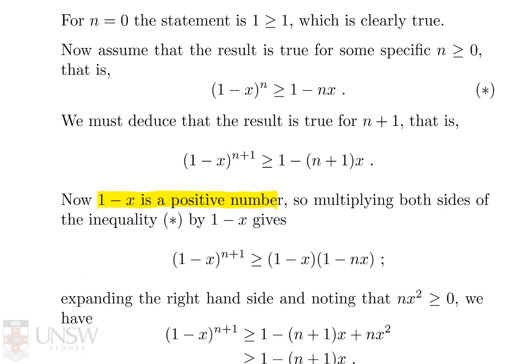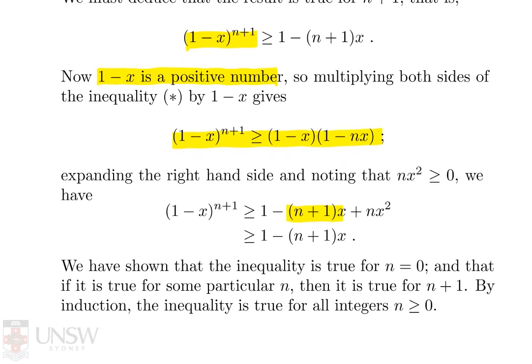Next step. And now the left-hand side is exactly what we want, like that left-hand side there. And so let's expand the right-hand side and see what we get. Well, we just multiply out. We get 1 minus x minus nx. That's where the minus n plus 1x comes from. And we get minus x times minus nx, which gives us plus nx squared.